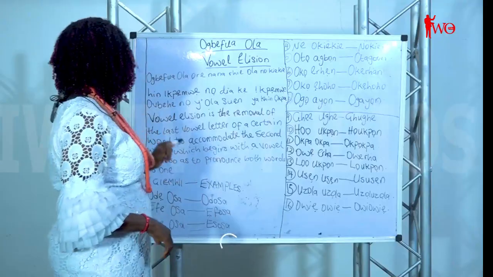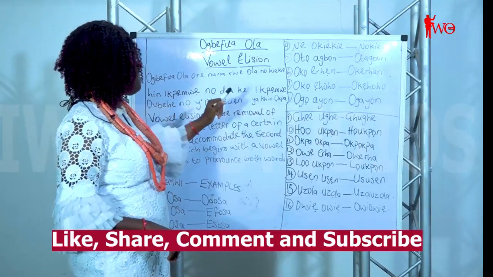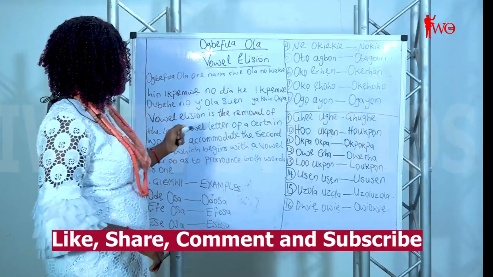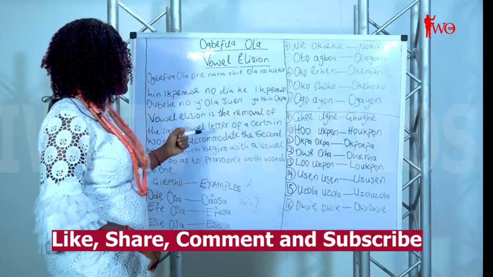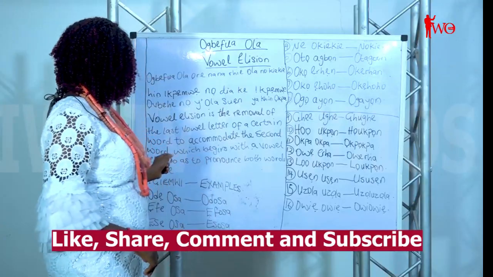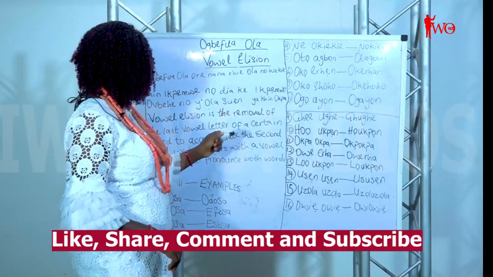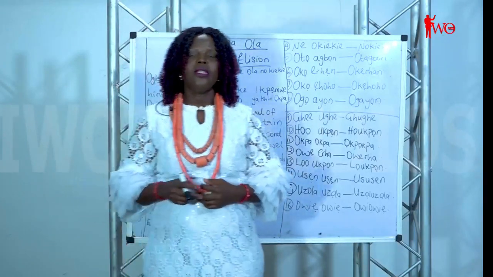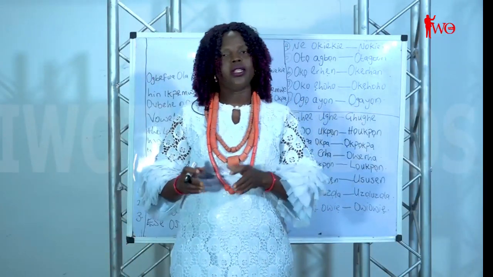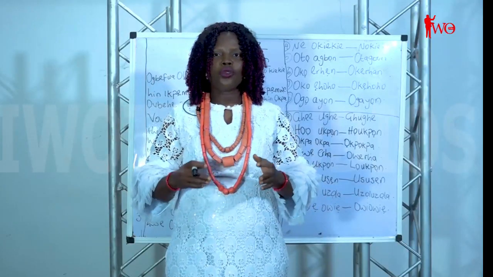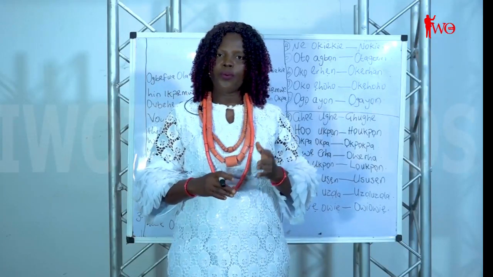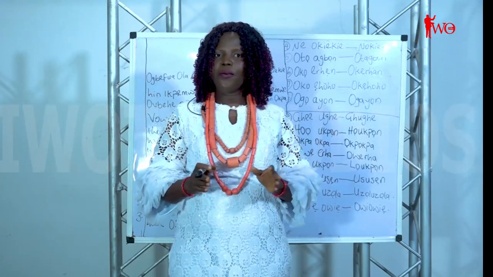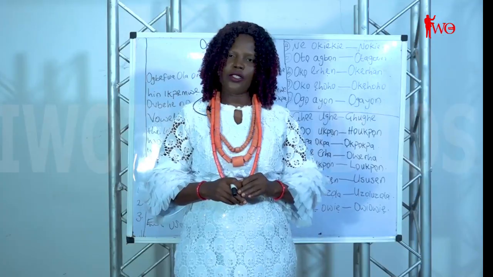Vowel elision is the removal of the last vowel letter of a certain word to accommodate the second word which begins with a vowel letter, so as to pronounce both words as one. Now, vowel elision that we're talking about today helps us to read fluently, to pronounce, and then to speak well. That is the importance of vowel elision.